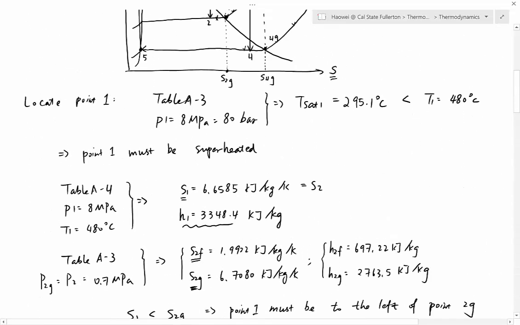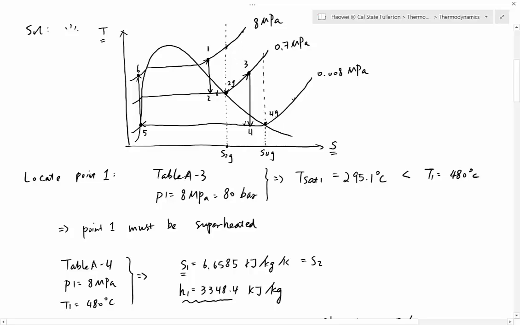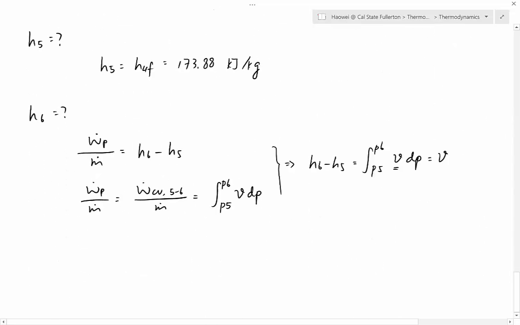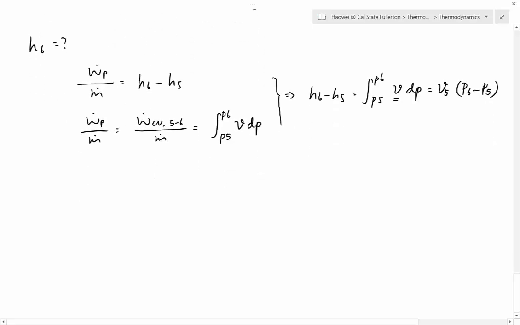If you call it nu5, what's going to happen? Number 5 is F point, so nu5 is just equal to nu F, which can be easily found from the table. If you call it nu6, number 6 is subcooled water, which we don't have a table for. So it's better just to call it nu5. After you take nu out of it, what is left? It's going to be P6 minus P5. So from here, we can easily calculate H6. H6 is equal to H5 plus nu5 times P6 minus P5.